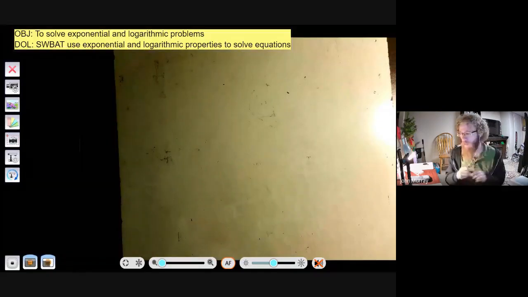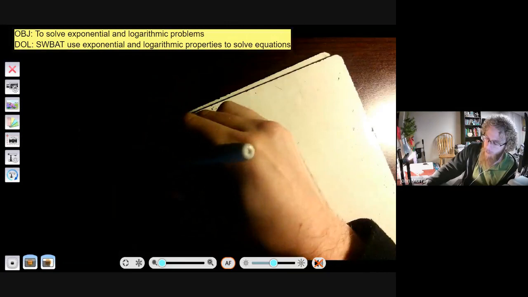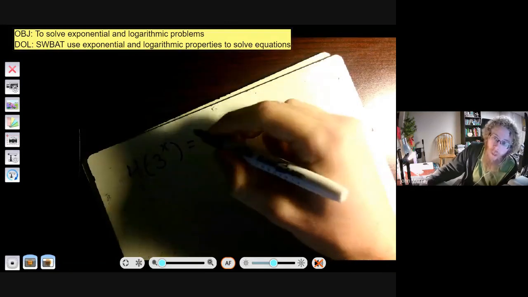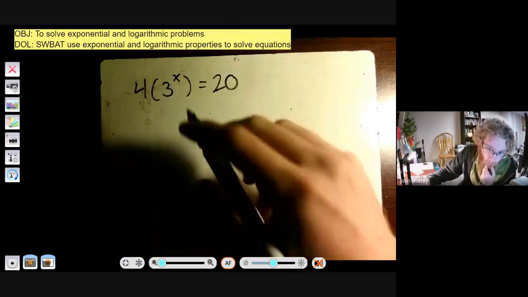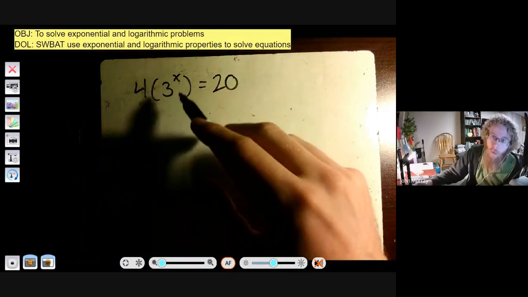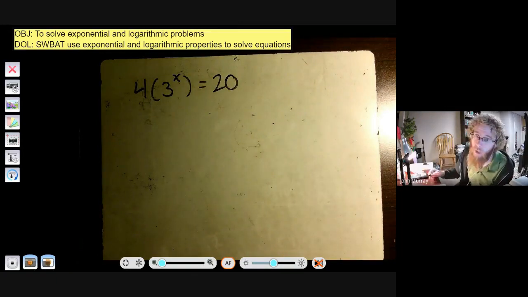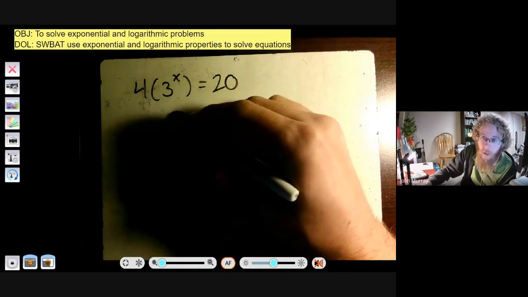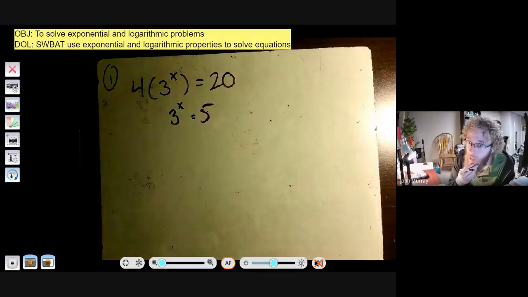So the first one we had, we wanted to solve 4 times 3 to the x equals 20. Our first step here, before we can do anything fancy with exponentiating or taking a logarithm of both sides, is to make sure that the exponent part is alone. So the first thing we have to do is divide by 4. When we divide both sides by 4, we get 3 to the x equals 5.